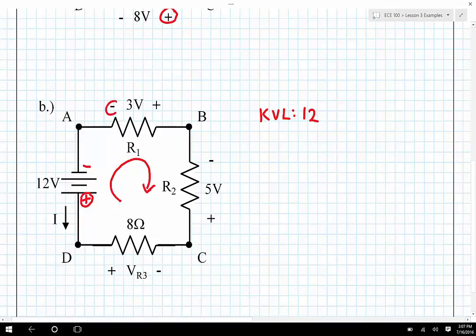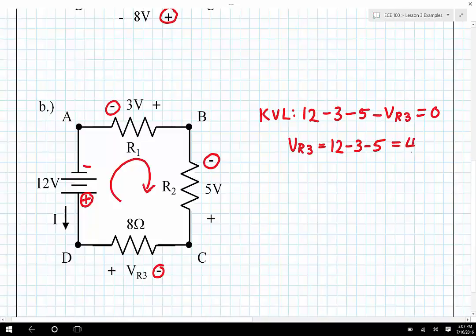Then I'm going to encounter the negative sign on the 3 volts, so this is minus 3. I'm going to encounter the negative sign on the 5 volts, so this is minus 5. And I'm going to encounter the negative sign on VR3, so this is minus VR3. And this has to be equal to 0. So therefore, VR3, if I move that over to the other side, becomes 12 minus 3 minus 5, which is equal to 4 volts. And it's positive, therefore VR3 was drawn with the correct polarity when it was originally drawn.